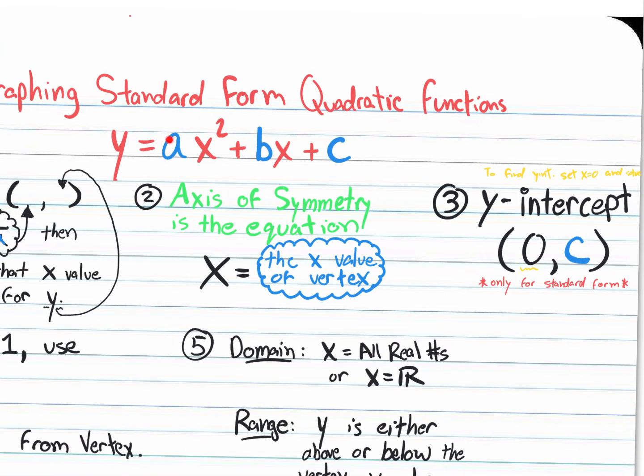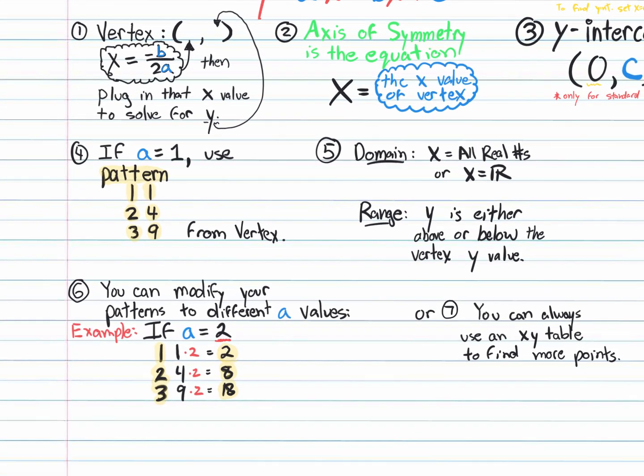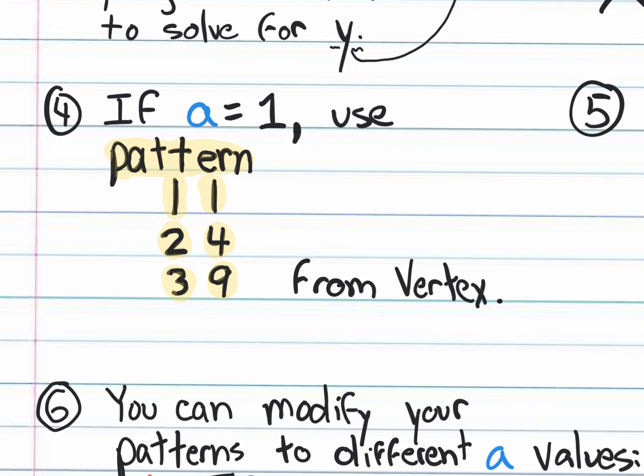Again, imagine if you had a number here like 5x squared plus 4x plus 3, and I told you find the y-intercept. You plug in 0 for your x's, everything becomes 0 except whatever this number is over here. So on standard form, your y-intercept is super easy. It's 0 comma c. All you do is set your x's equal to 0, and that last number will be your answer. So 0 comma that last number c is your y-intercept, the location of where it crosses the y-axis. If your a value is 1, you're going to use the pattern 1, 1, 2, 4, 3, 9.